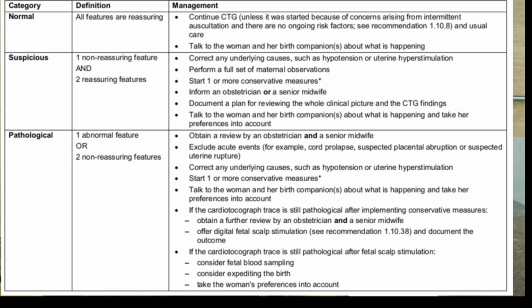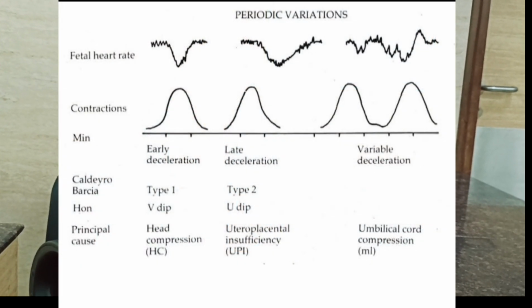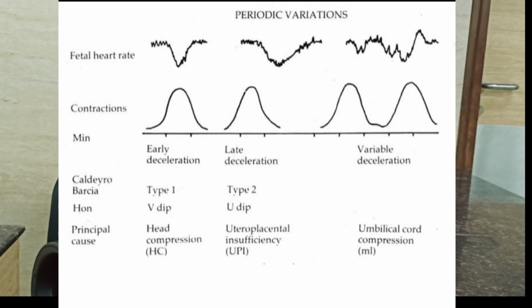Now friends, let me explain to you what is early deceleration, what is variable deceleration, and what is late deceleration. In early deceleration, you have the deceleration corresponding to the peak of the contractions. It occurs when there is head compression.